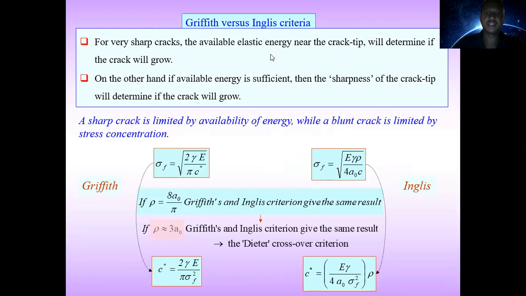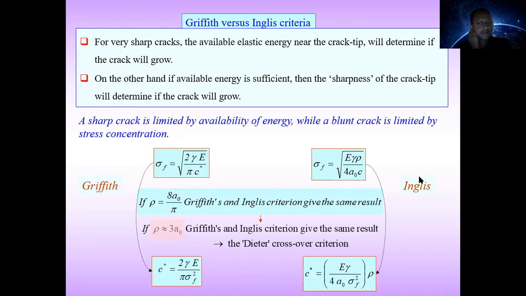So, Griffith versus Inglis criteria. For very sharp cracks, the availability of elastic energy near the crack tip will determine if the crack will grow. On the other hand, if available energy is sufficient, then the sharpness of the crack tip will determine if the crack will grow. A sharp crack is limited by availability of energy, while a blunt crack is limited by stress concentration. So according to Griffith, sigma F, the fracture stress, is equal to the square root of 2 gamma E over pi C critical.